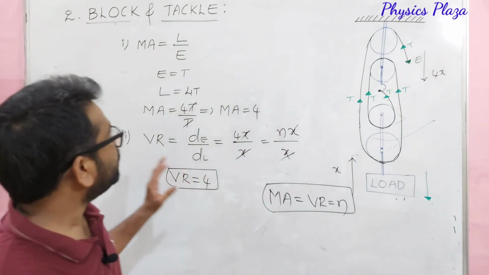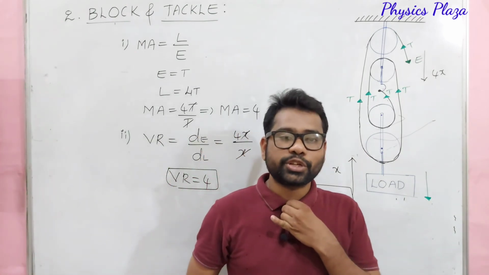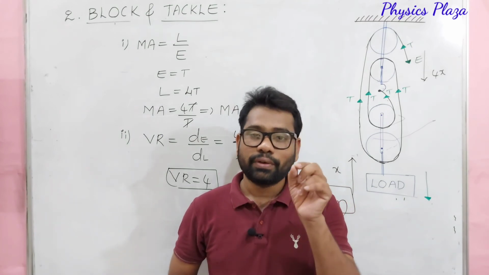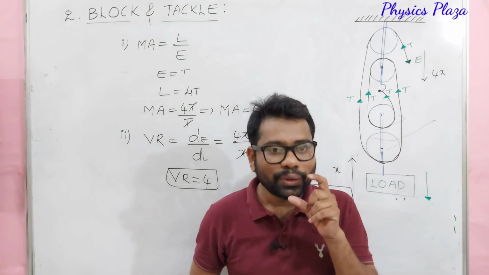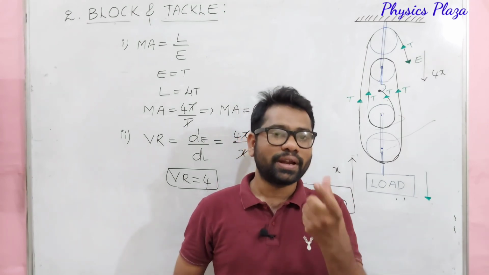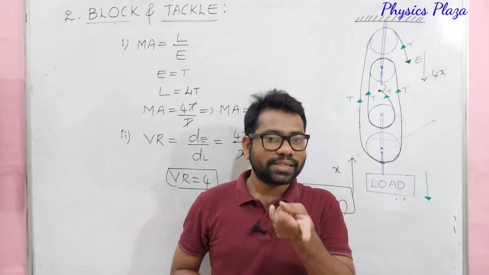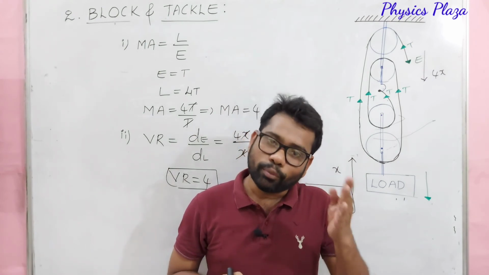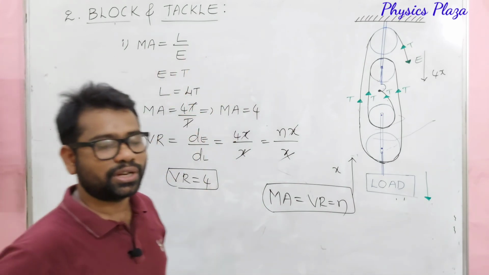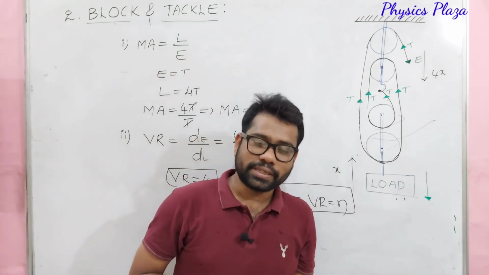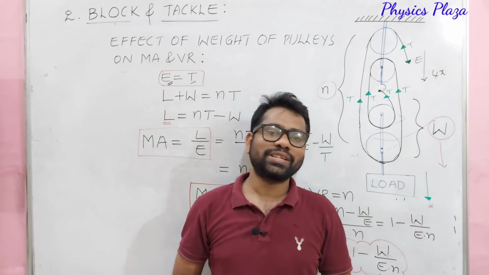So children, this is how we can calculate the mechanical advantage and velocity ratio of the block and tackle system. Children, once again, we combine the pulleys in order to increase the mechanical advantage. There we discussed two types of combinations: one is a single fixed pulley with several movable pulleys, and the second is the block and tackle system. In the block and tackle system, we discussed the even number of pulleys case, and we also discussed the odd number of pulleys case.